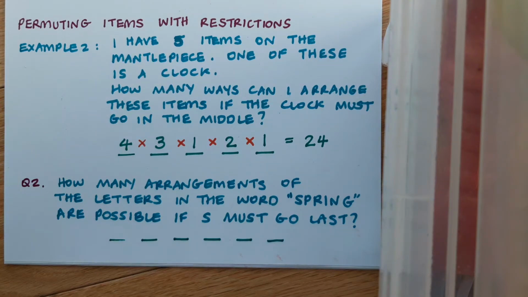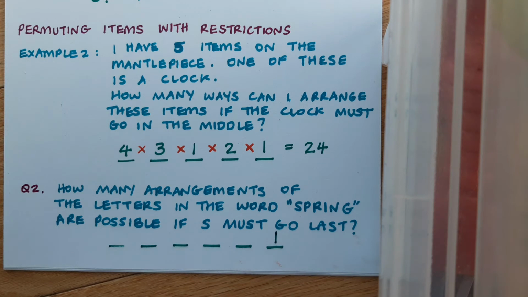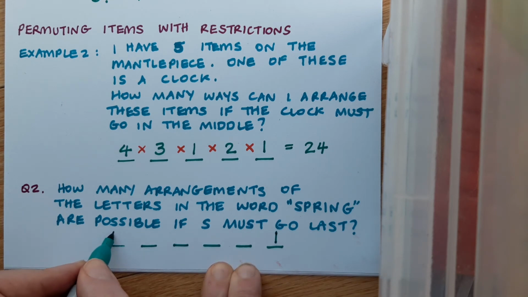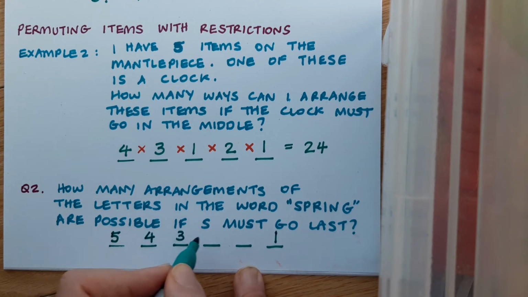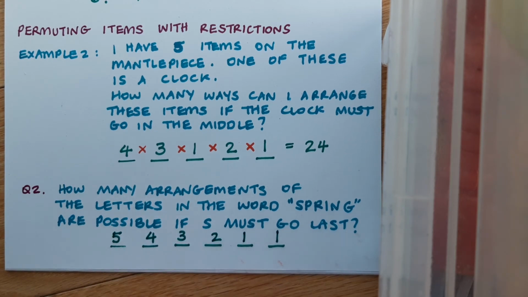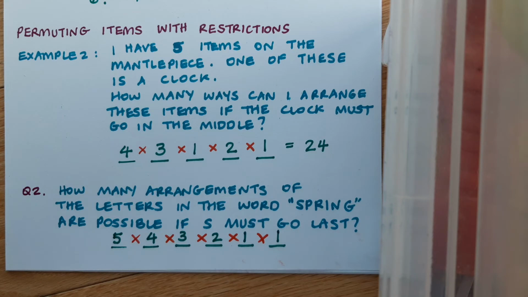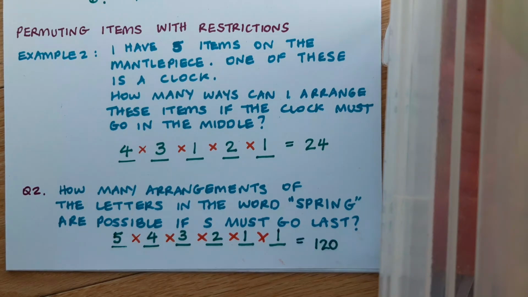So there are 6 letters in the word spring. So I've put 6 spaces down on the page. S has to go last, so I have no choice about that. There's only one option for that last position. And then going back to the beginning, well, there are 5 other letters in the word spring. So I've got 5 options for this first place. Then 4, then 3, then 2, and then 1. And again, it kind of harks back to that idea of the fundamental principle of counting, where we multiply our options together. And in this case, there are 120 different options.